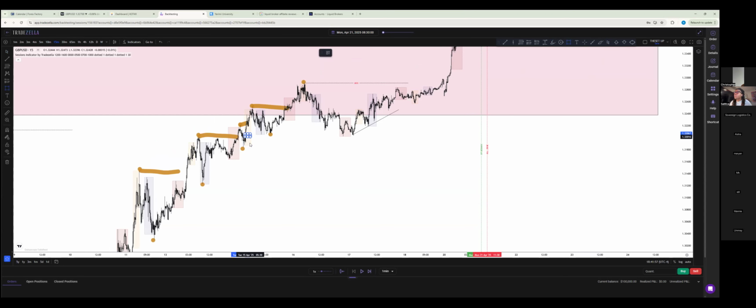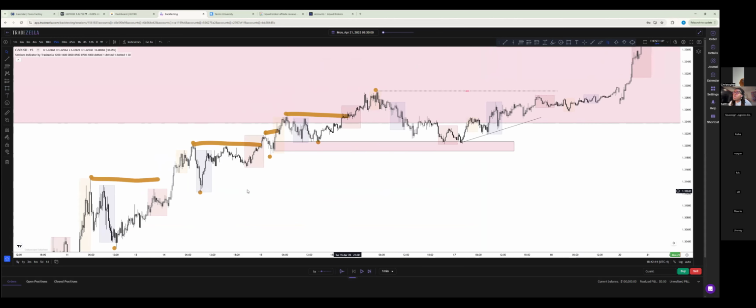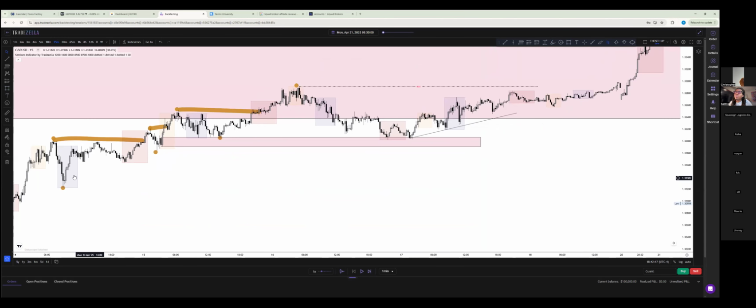We had an unmitigated OB here that wasn't tapped all the way until here. Price came back down and mitigated it. It was tapped. We have one tap, two tap, three tap, four tap, five taps, almost six tap. That lets us know this was a strong area that is now going to become liquidity. So what else am I looking for? I believe I see another OB here. Always mark what you see. This zone right here is not yet mitigated.